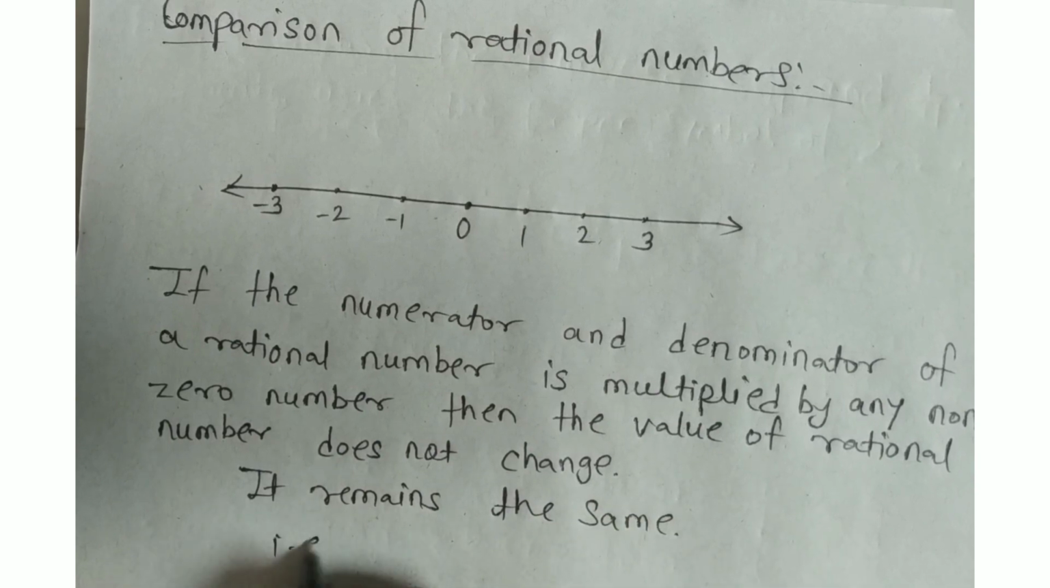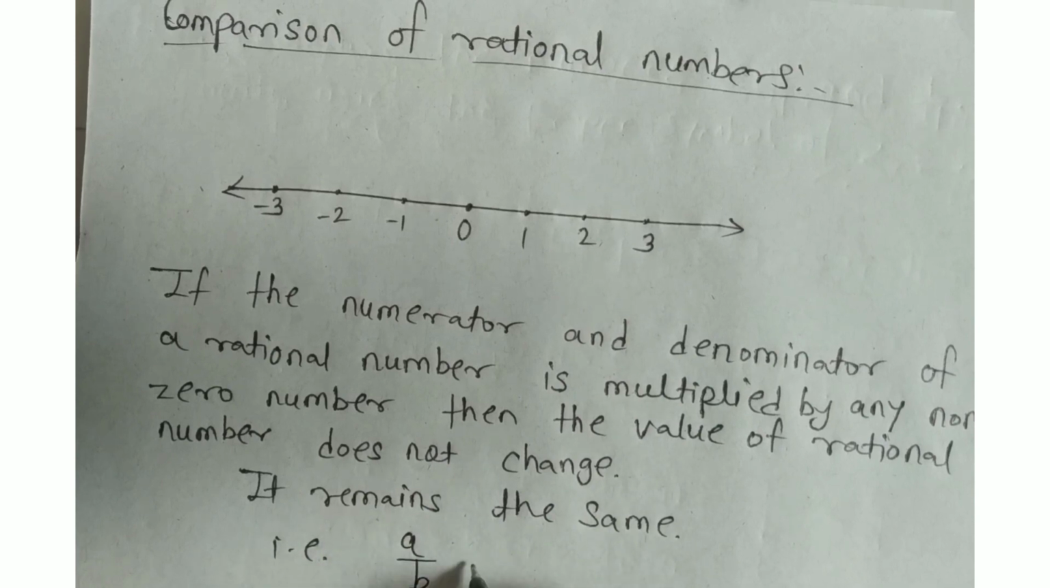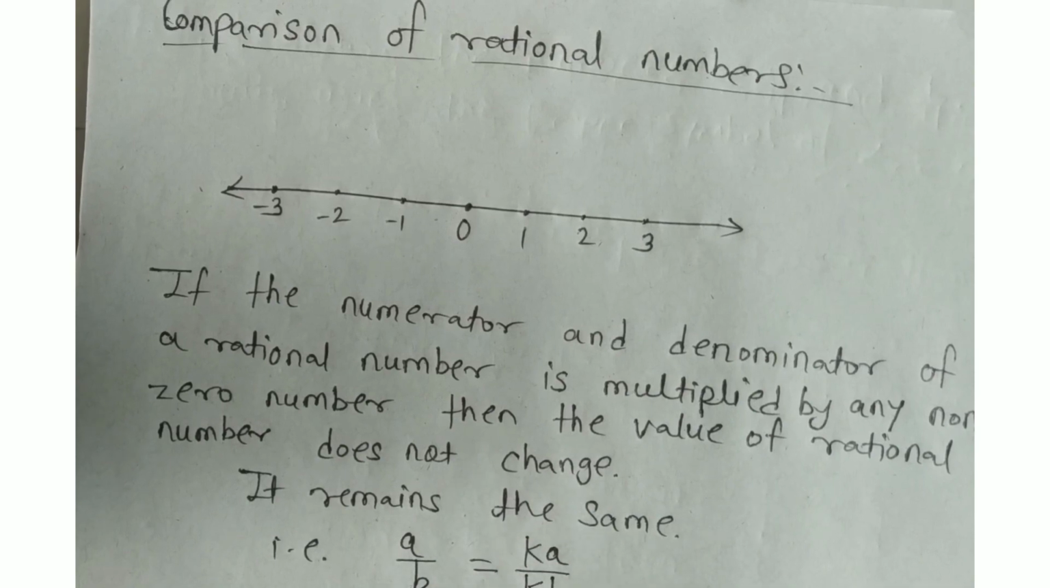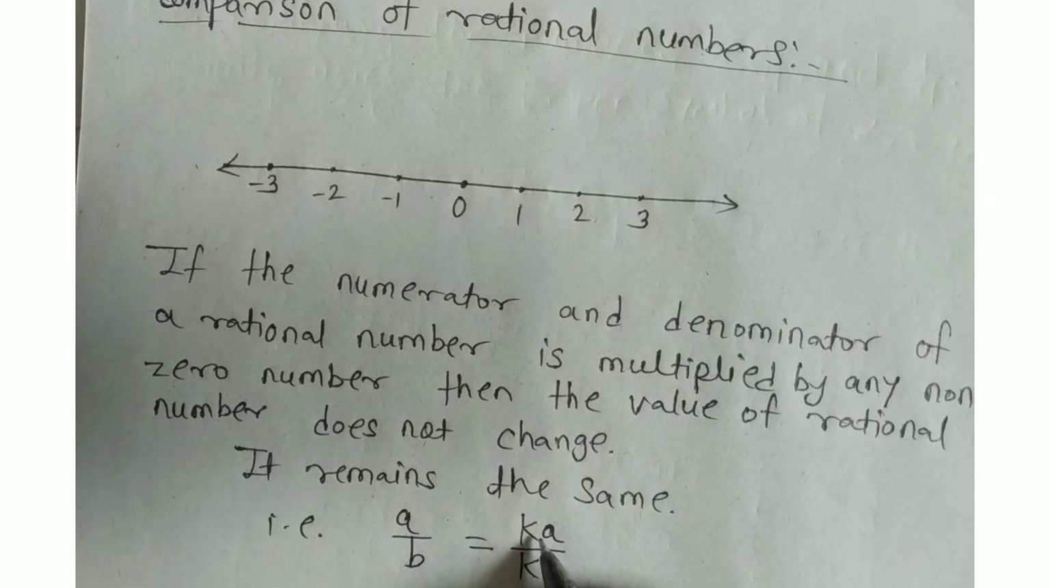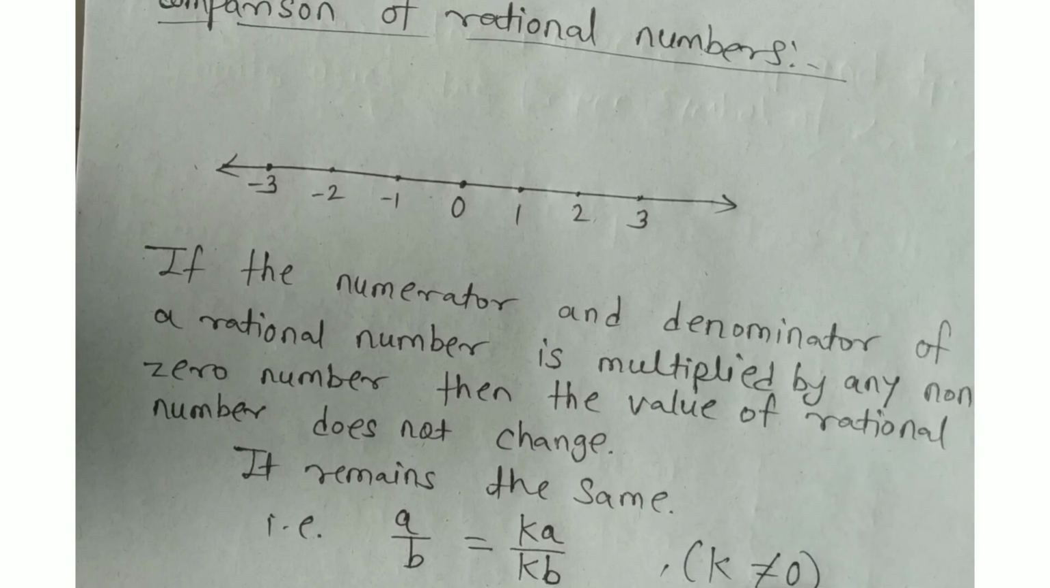That is, a upon b is equal to k into a upon k into b, where k is a non-zero number.